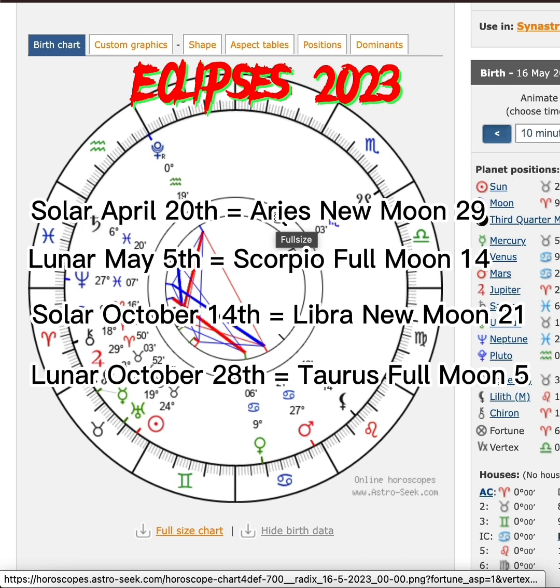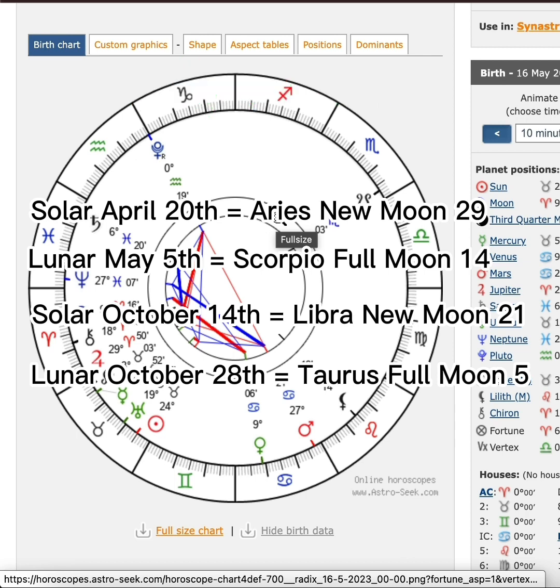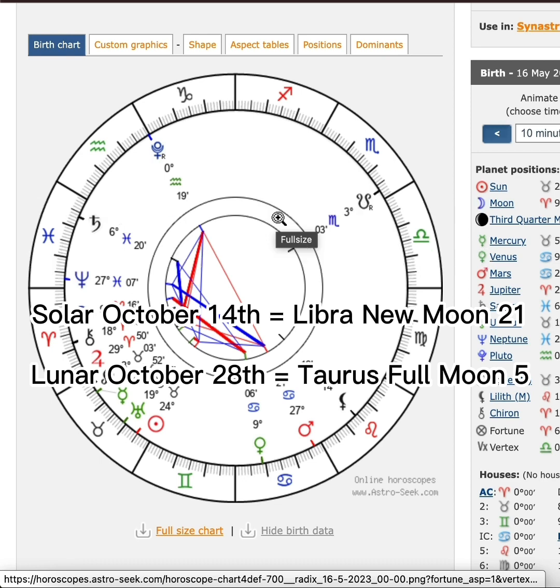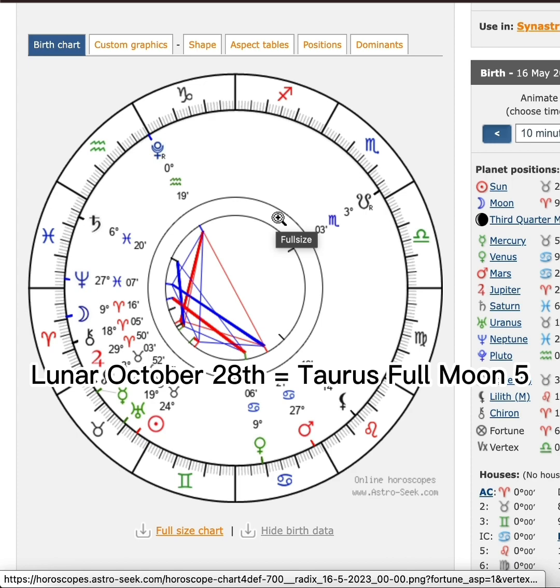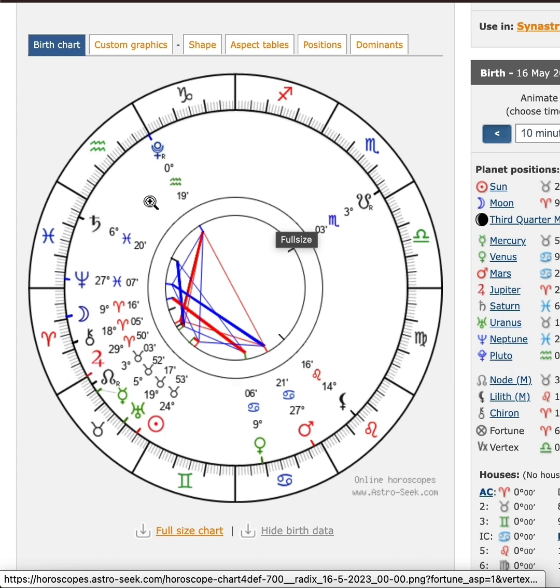We have, in the middle of the year, October 14th. We'll have a 21 degrees Libra new moon eclipse, and Venus will be in Virgo. Okay, also, we'll end the eclipses for 2023 on October 28th, which will be a 5 degrees Taurus full moon eclipse, and Venus will be in Virgo.